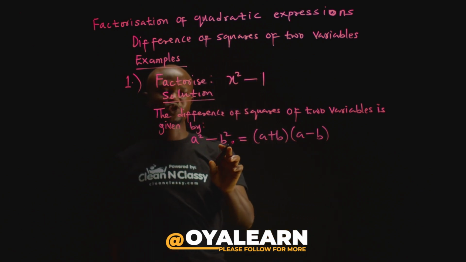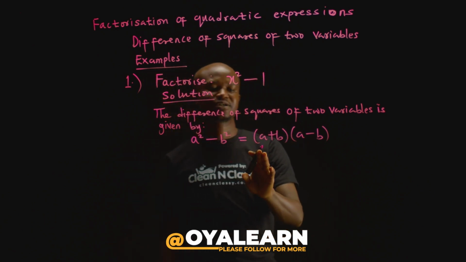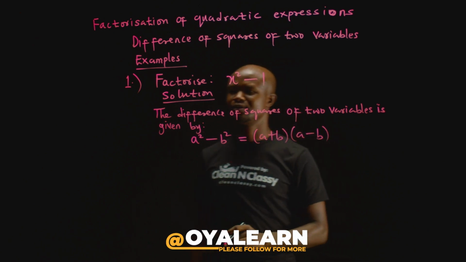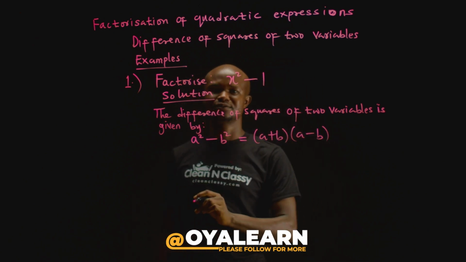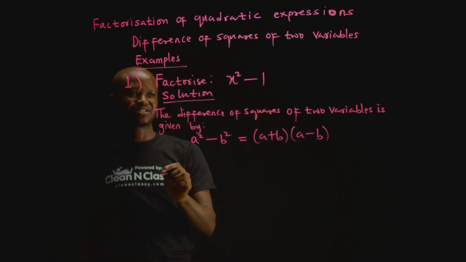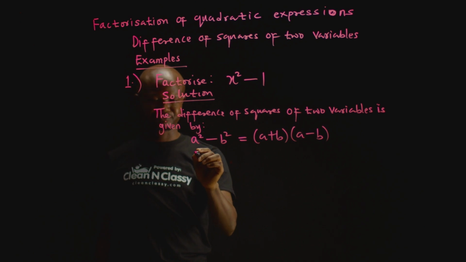A squared minus b squared is the same thing as a plus b into a minus b. So when you have s squared minus 1, you can easily factorize it using this identity.